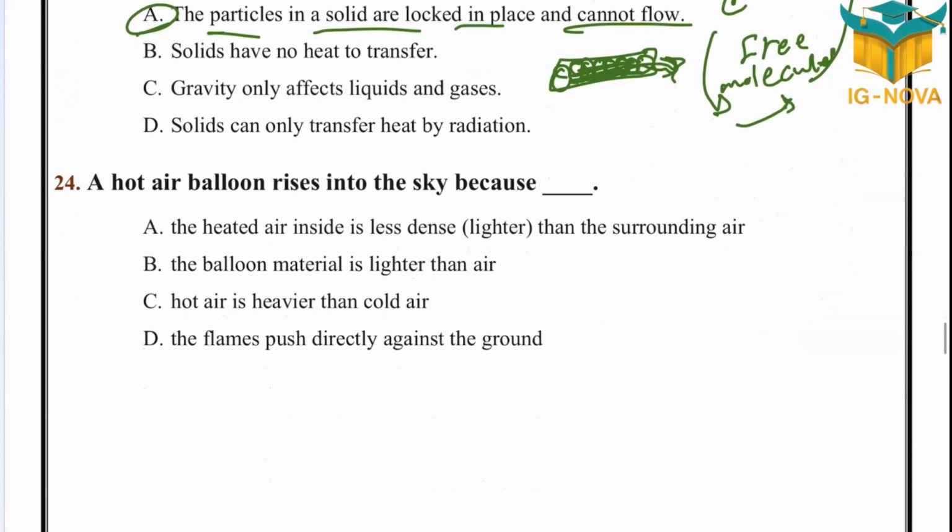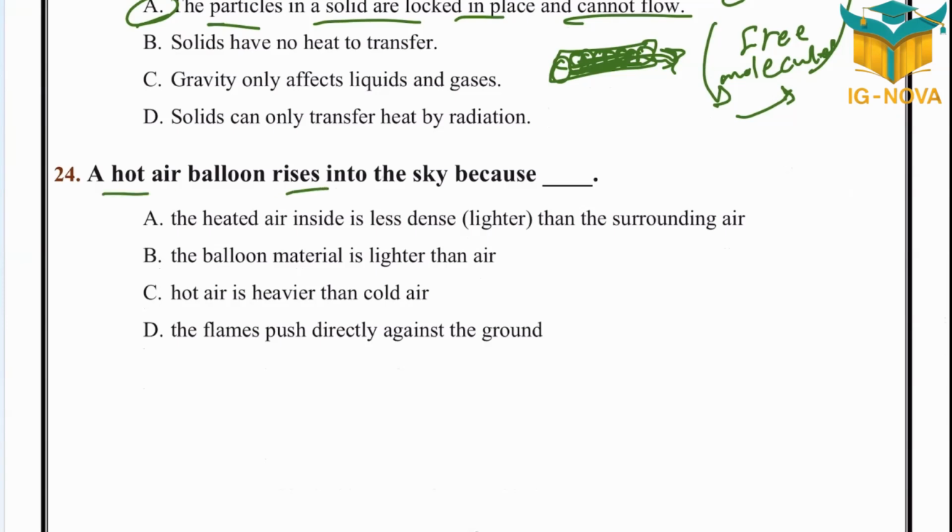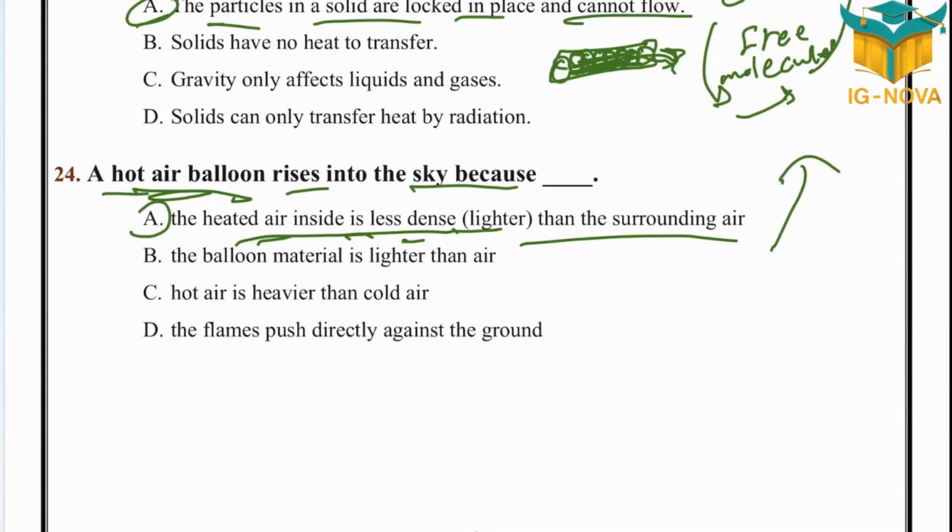Question 24. A hot air balloon rises into the sky because the heated air inside is less dense. Hot air balloon, hot air, less dense, lighter than the surrounding air, so they move up. I'm going to go from there.